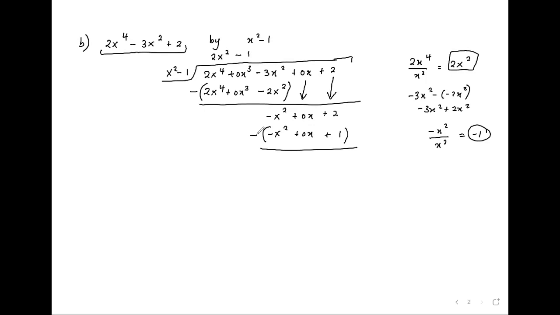So negative x squared minus minus, it becomes negative x squared plus x squared, which is 0. Don't write anything there. Then 0x minus 0x, another 0. Then 2 minus 1, we get 1. So what we are saying is that the quotient is 2x squared minus 1, and the remainder is 1. So our question has been answered.